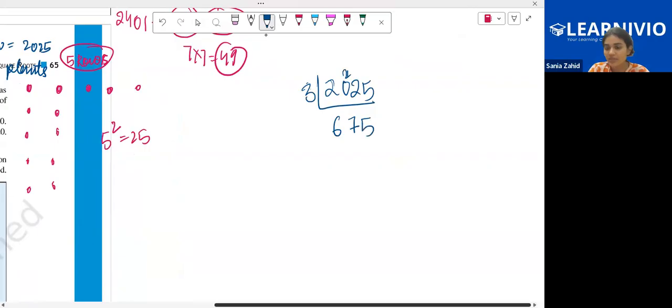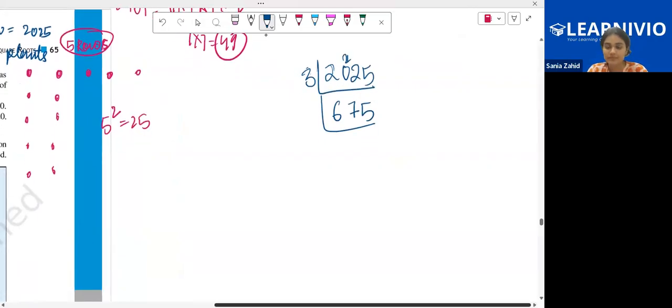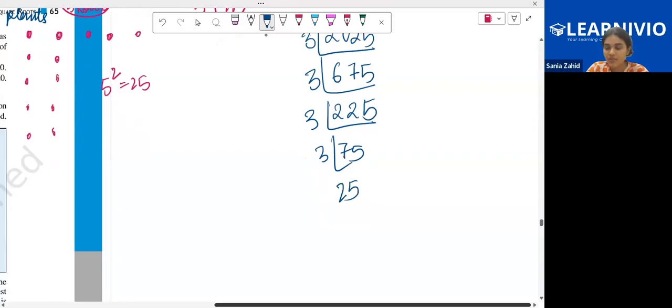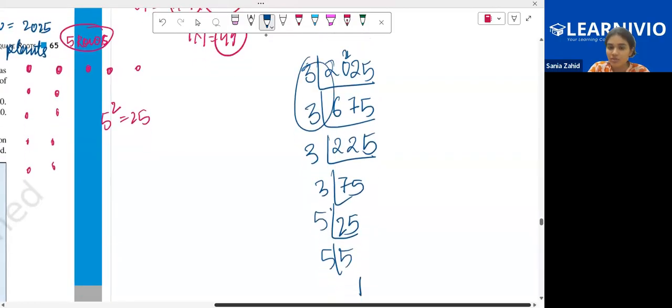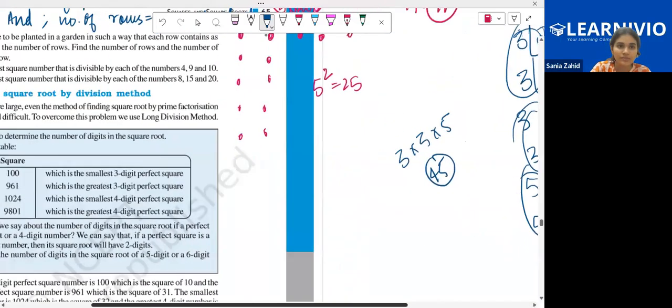3 into 225, then 3 into 75, then 3 into 25, and 5 into 5 is 25. Then 5 into 5 is 25. So what pairs do we have? First pair, second pair, third pair. So we have 3 into 3 into 5. So what is our answer? 45. Okay.